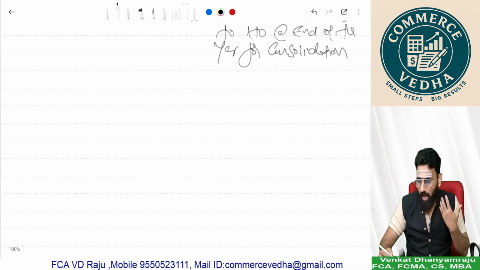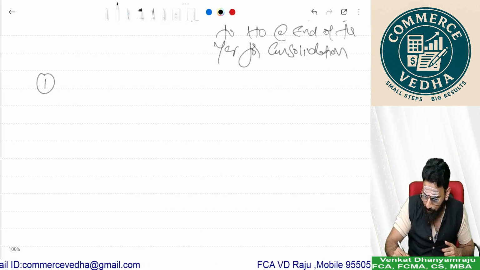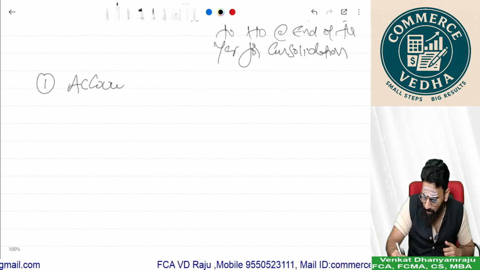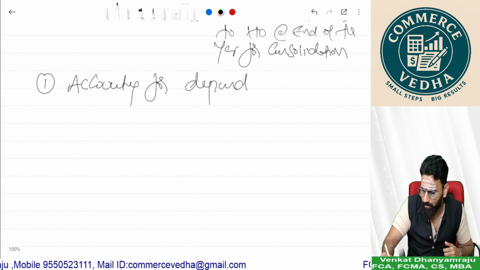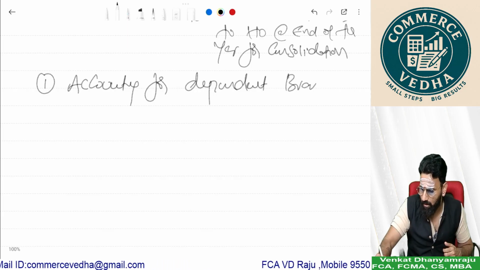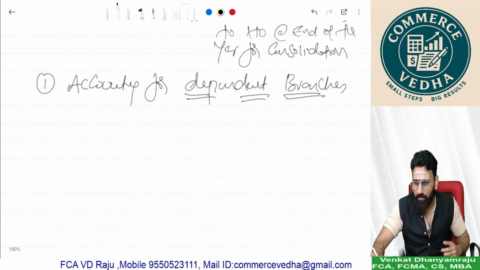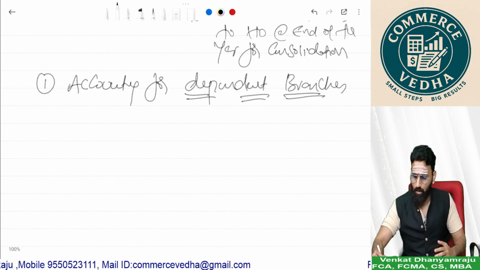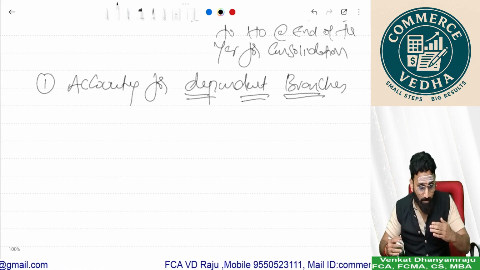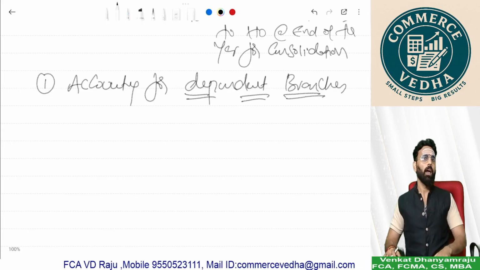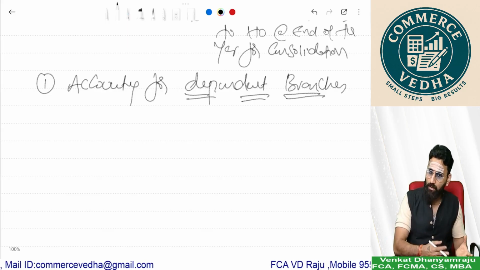See, as a policy or as a practice, we always first start the accounting for dependent branches. So we will learn about accounting for dependent branches in the coming video. How do we account, how many methods of accounting, how entries shall be passed, how the ledger shall be prepared, and we also do some practical solutions from the same CMA textbook as well as the CA textbook.